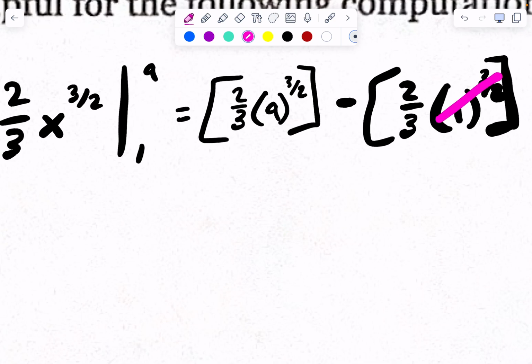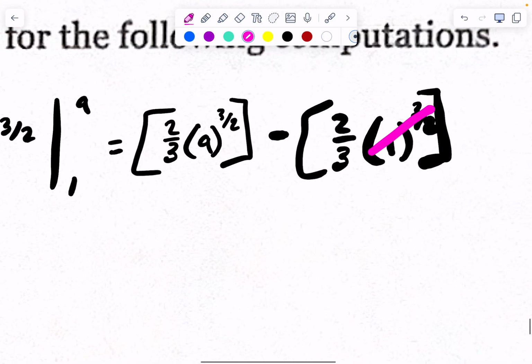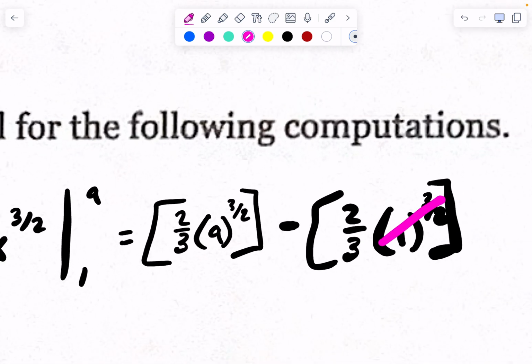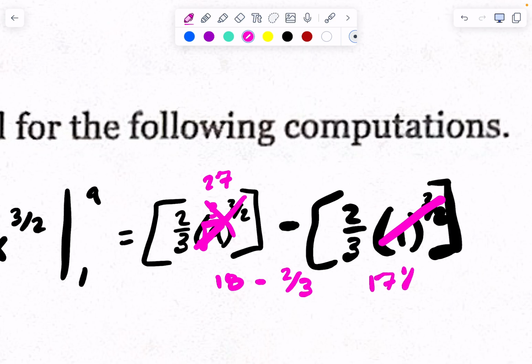So this is just minus 2/3. Okay, do you know what the 3/2 power means? Square root to the 3rd power. What's the square root of 9? 3, and 3 to the 3rd power is 27. So I have 2/3 of 27, which is 18. 18 minus 2/3. So the answer is like 17 and a third. That was kind of a mess.